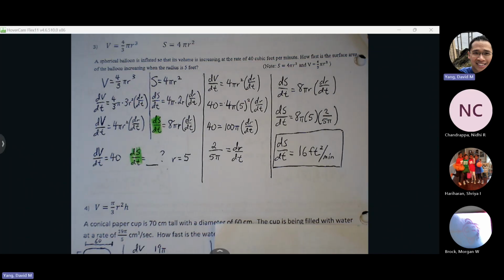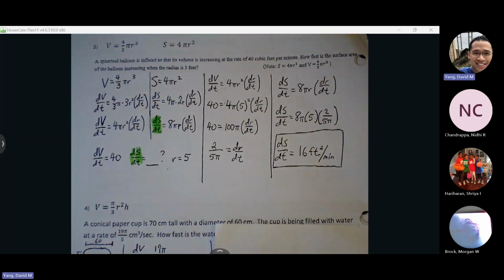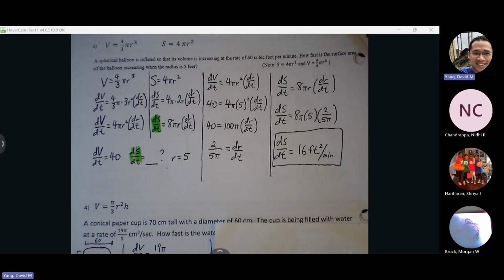Okay, I'll work number 4 from scratch. So I think cone problems are the most algebraically demanding. That just has so many steps involved. But any questions with 3?